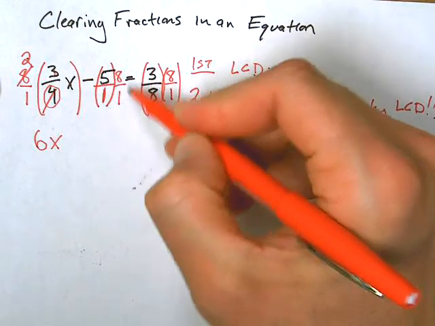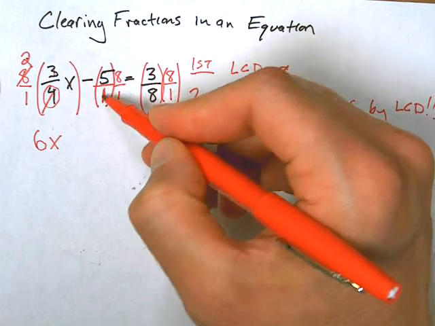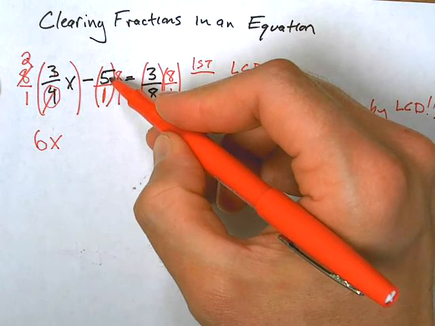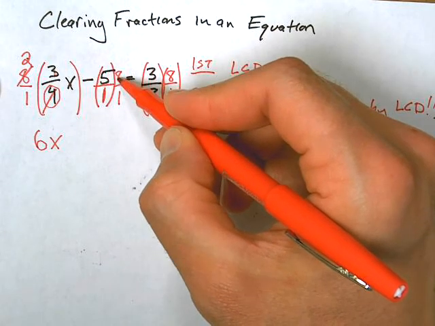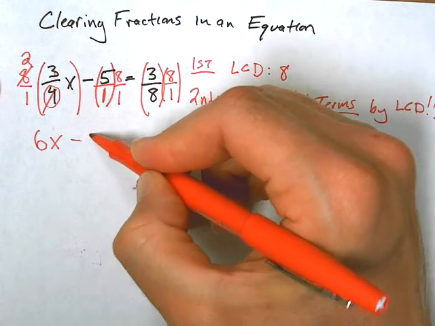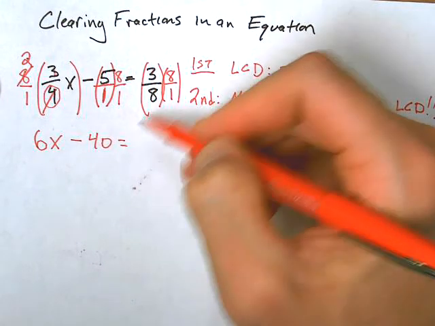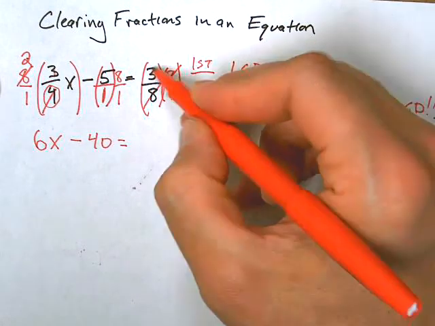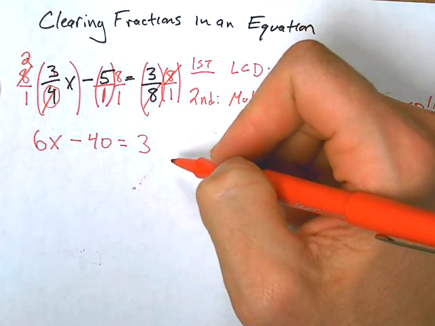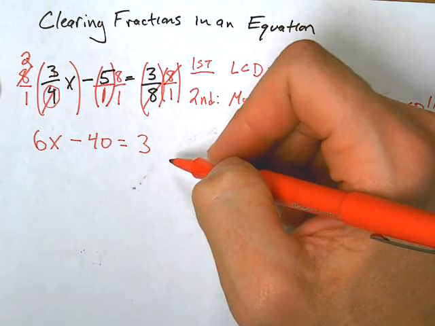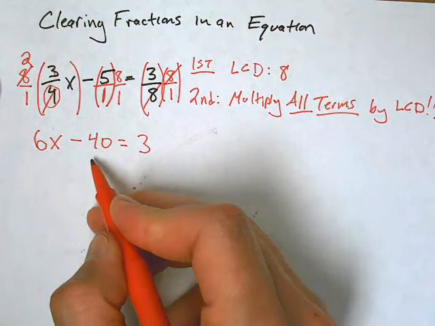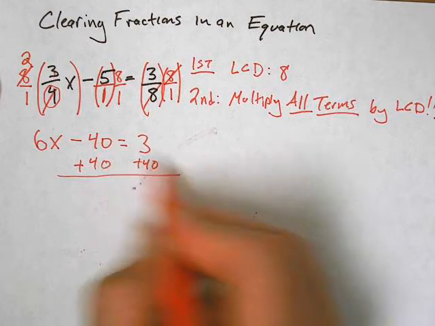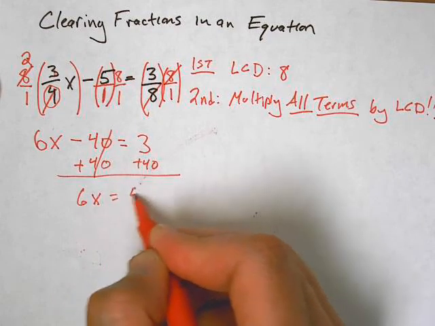Over here in this second term, I can't cancel the 1 into the 8, right? There's no denominators here. So effectively, all I'm going to do is multiply 5 times 8 to get 40. So it's going to be minus 40 equals. And now over here, I can divide 8 into 8. Those cancel out completely, and I'm only left with 3. So that cleans up really pretty quickly into a nice simple equation that I can solve with a couple more steps. So I'm going to add 40 to both sides, and I end up with 6x equals 43.